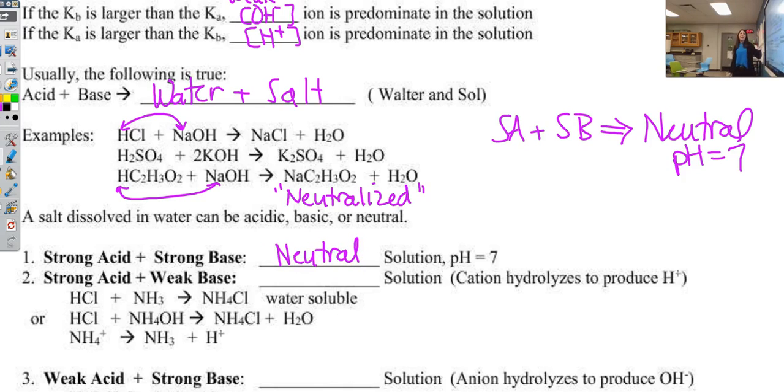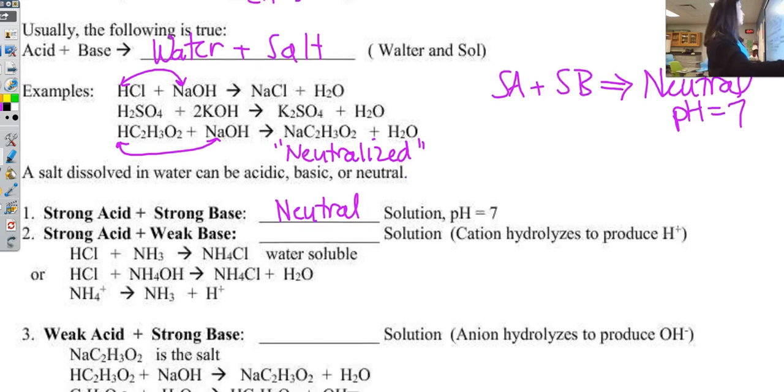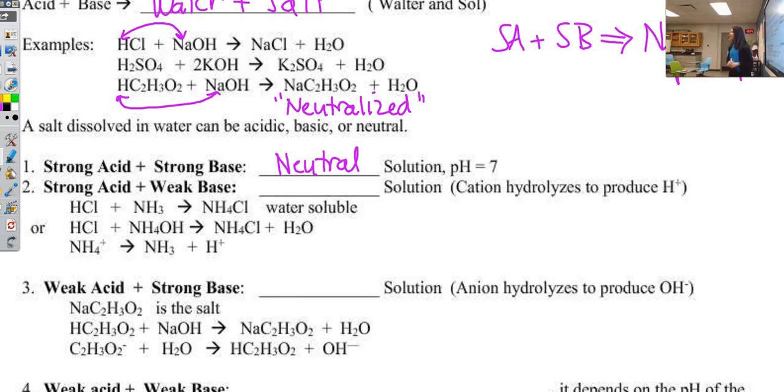If it's a strong acid with a weak base, what type of solution do you think we should get? Take a guess. Very good. It should be more acidic. If your acid is stronger, it should be more acidic when it's neutralized. So these are just a couple of examples.